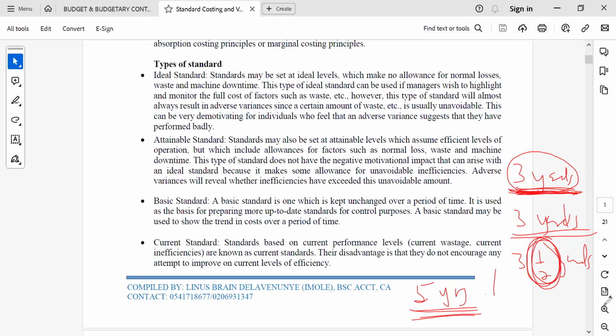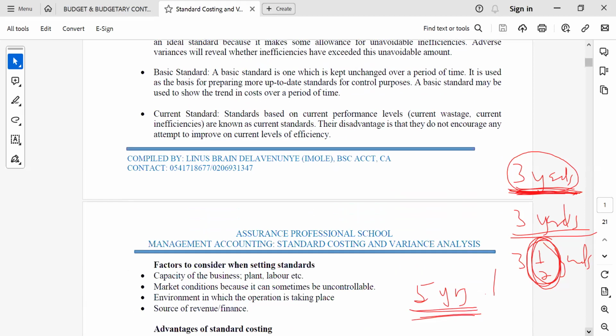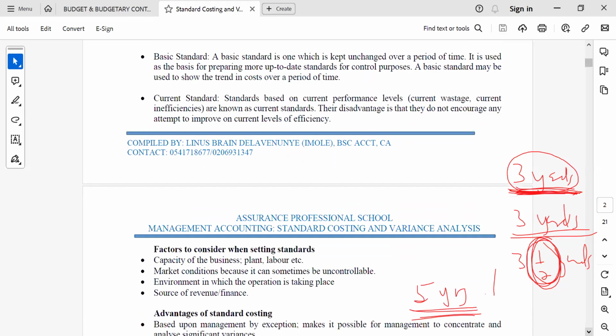That is what we call the current standard. All right, so we have only 4 types of standard. We have the ideal standard. We have the attainable or the normal standard. Then we have the basic standard. Then we also have the current standard. What are the things that you have to take into consideration before setting the standard?